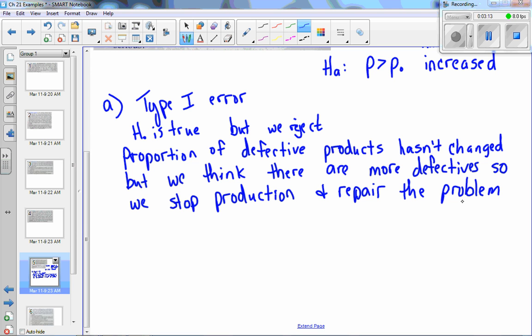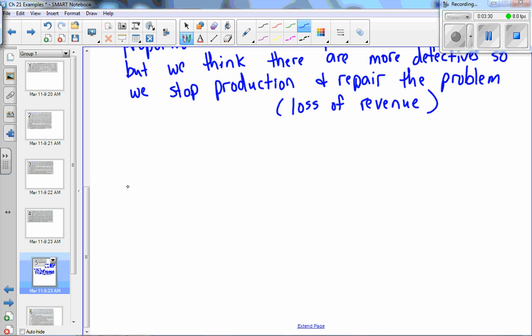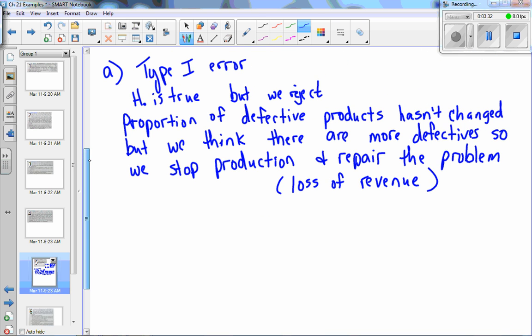So this is bad because you're going to have a loss of revenue while things are shut down. When you halt production, you have a loss of revenue. You've spent time and money repairing a problem that doesn't exist. So that would be a type 1 error.